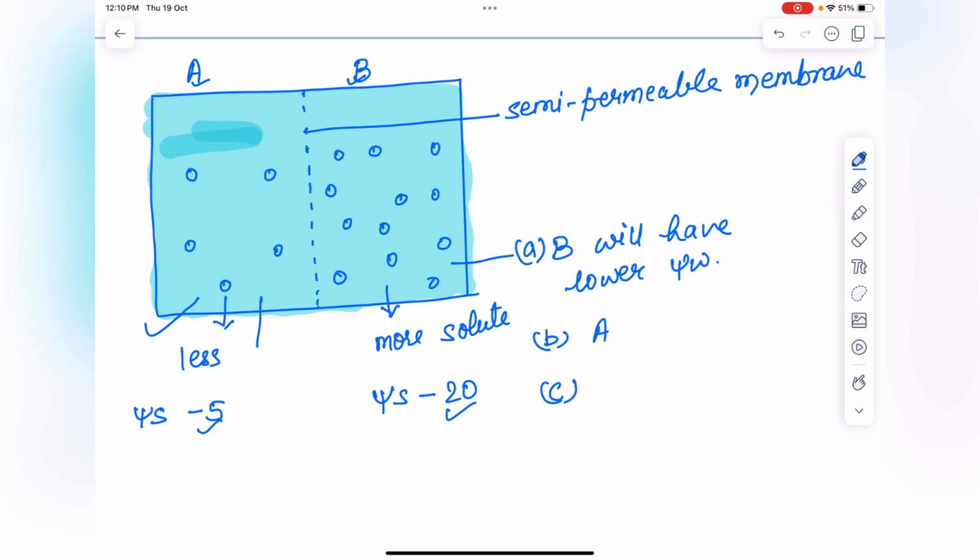The third one is, in which direction will osmosis occur? Osmosis will occur from A to B. Why from A to B? Because here the water potential is higher than in B. So the movement will be from the higher region to the lower region. At equilibrium, which chamber will have lower water potential? When these two reach equilibrium, A will have less water potential.